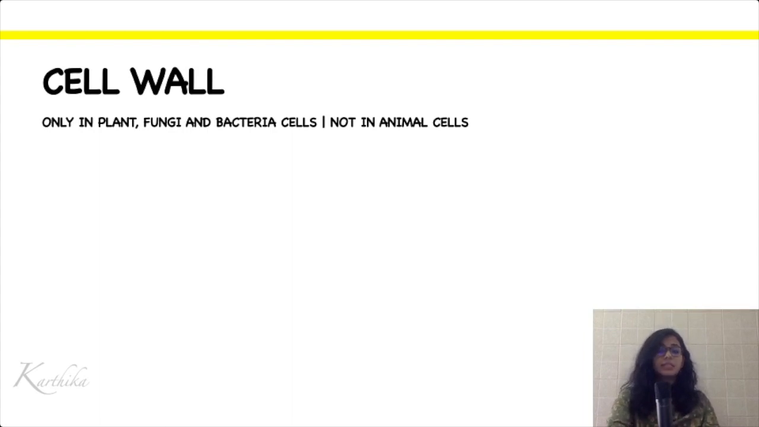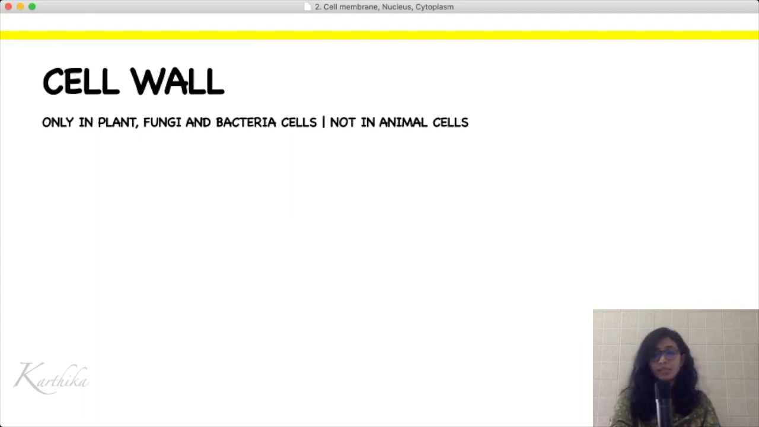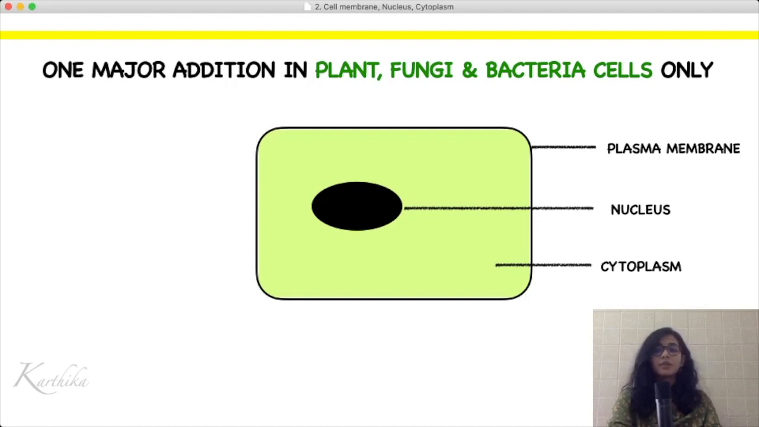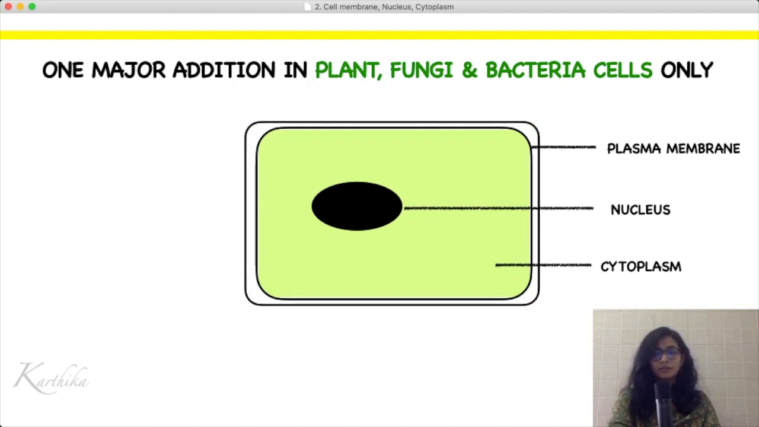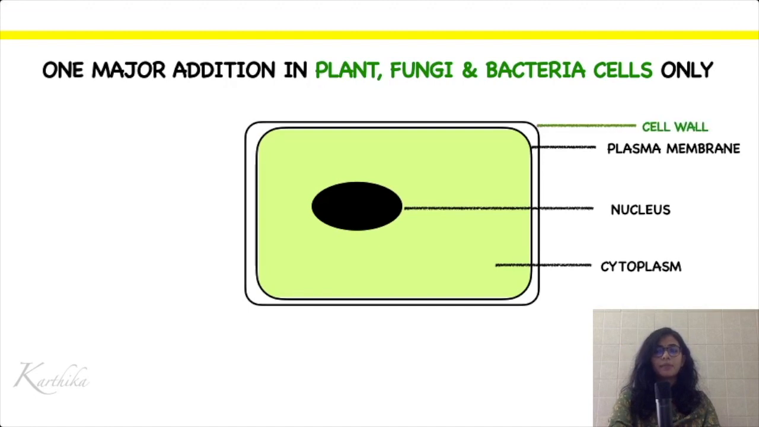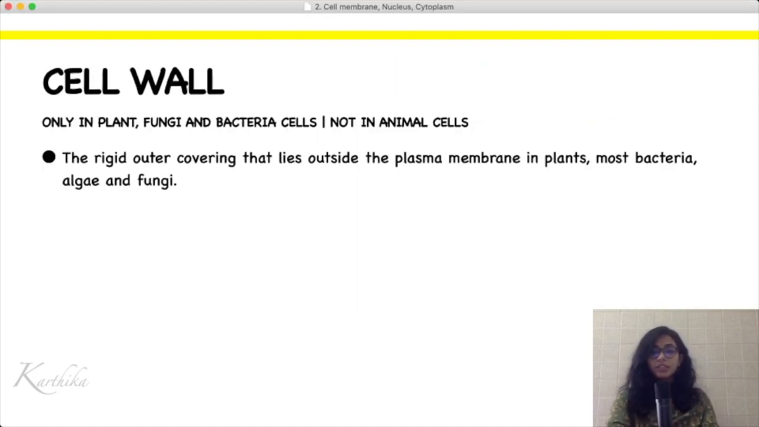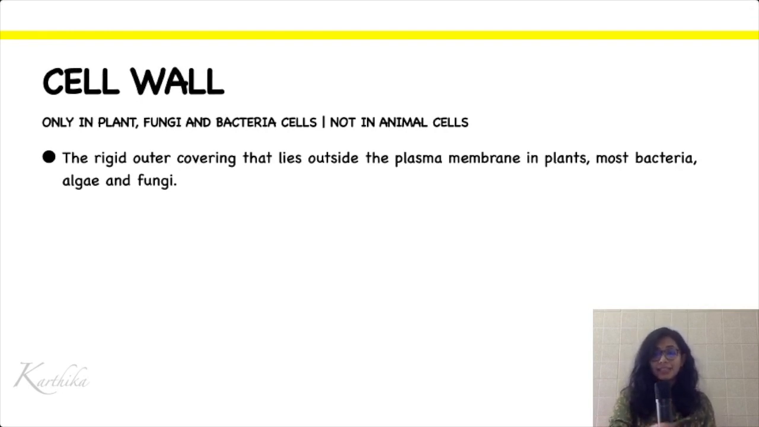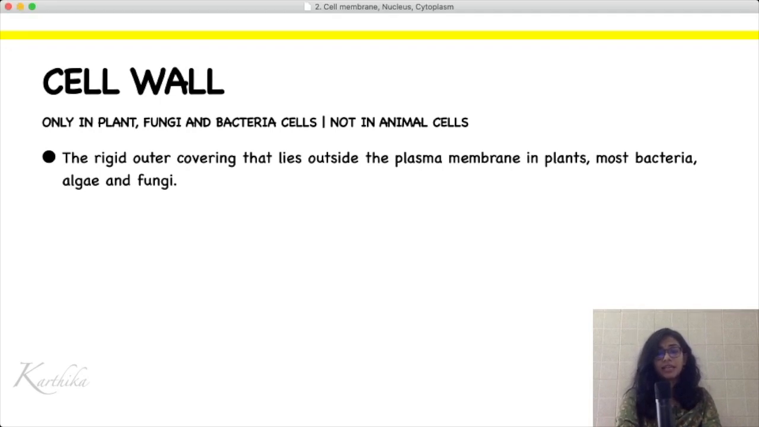As we already learned, the cell wall is present only in plant, fungi and bacterial cells and not in animal cells. Remember where it is found? It's found outside the plasma membrane. So it's the rigid outer covering. It's rigid and strong. We saw that already in the Rheo leaf, right? The cell wall remains more or less intact. It lies outside the plasma membrane in plants, most bacteria, algae and fungi.